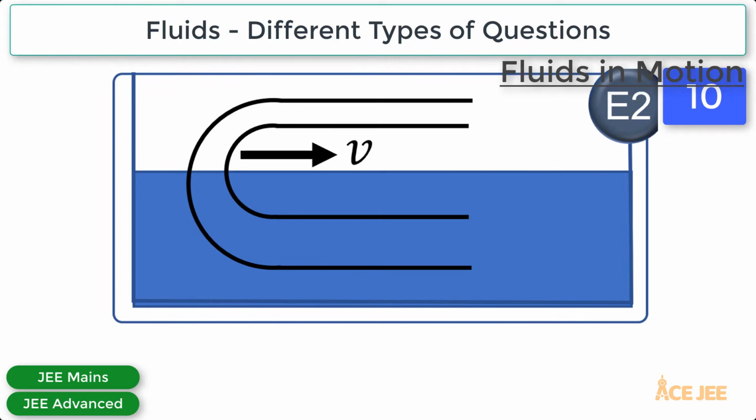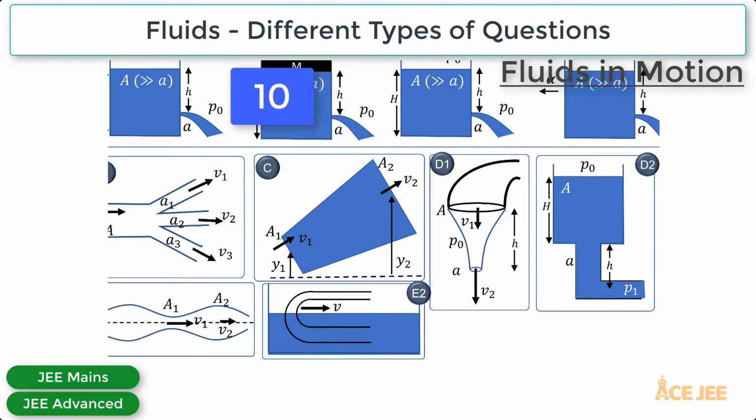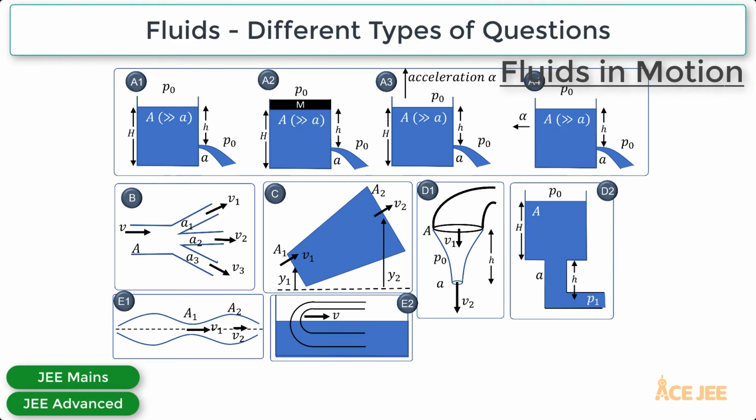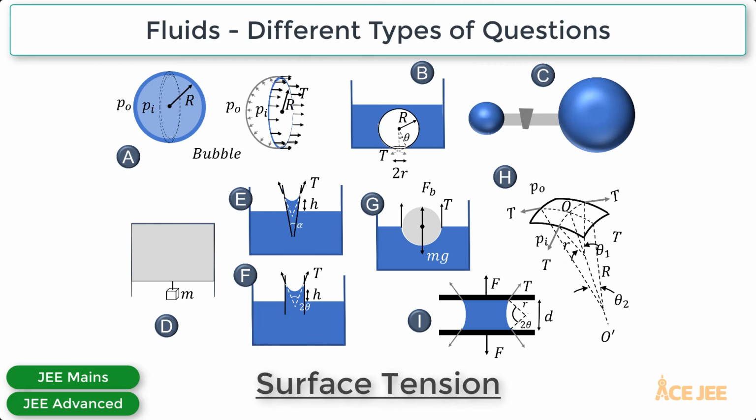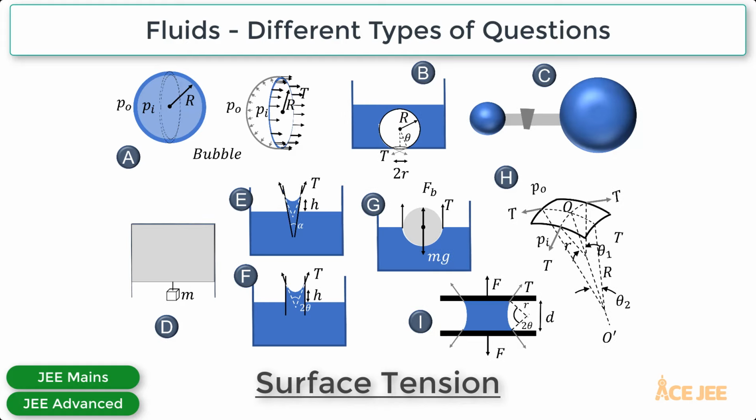In the last one, we have a tube that is moving through liquid at a certain speed, and you might be asked to determine the speed of efflux as seen by a stationary observer. And that concludes the different types of questions asked on ideal fluids in motion. And we will now look at 9 different types of questions asked on surface tension, where you can use balance of forces to determine the unknown.